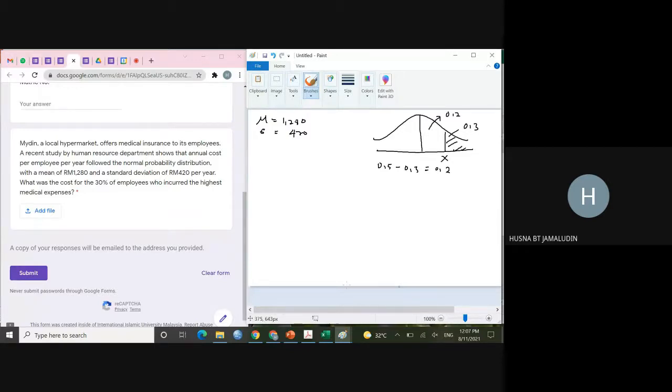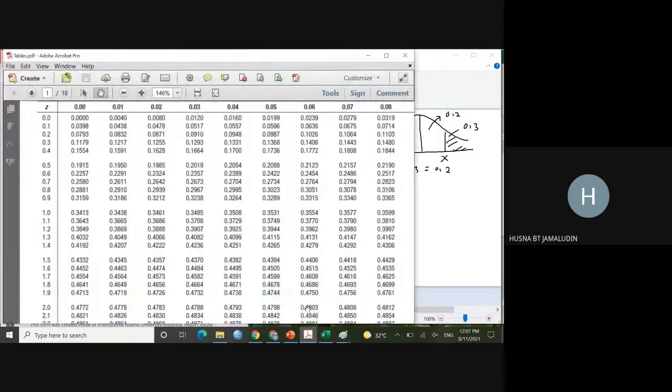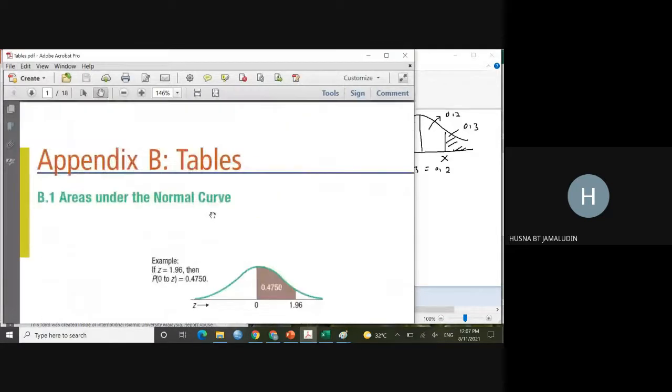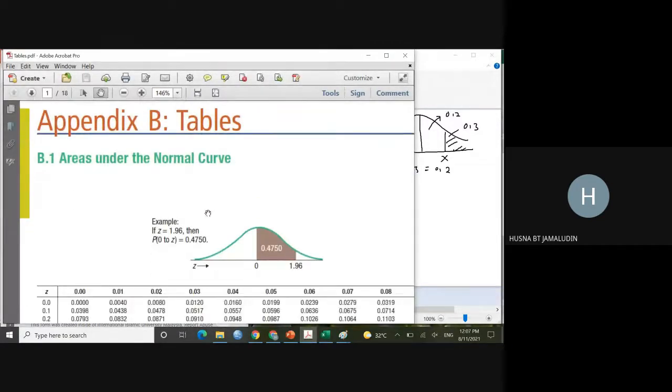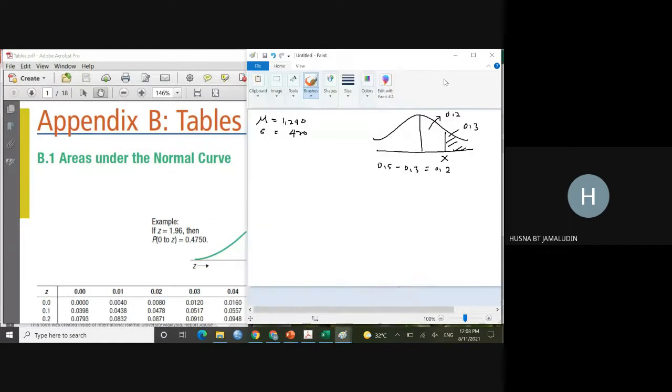Okay, so let me open the table. Area under the normal curve means that this is your probability. Normally, we are asked to find the probability, but here the probability is given. You know that this is the probability, given 30% in the question. So the probability is 0.2. Can you find the Z value? Somehow you are calculating it backward. Can you find the Z value using this area under the curve?